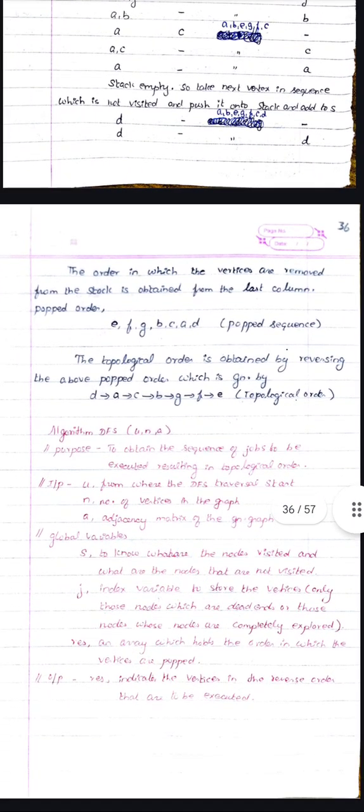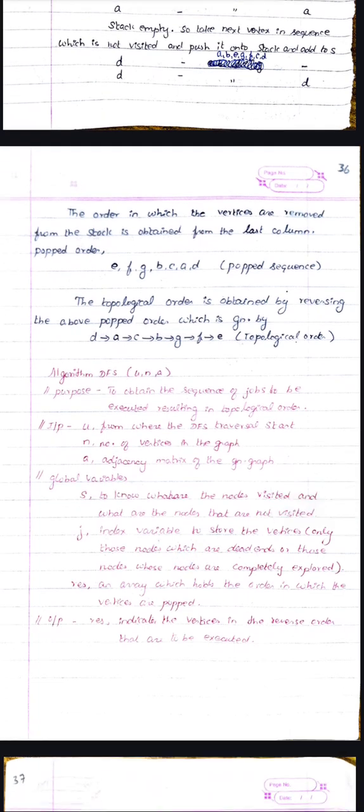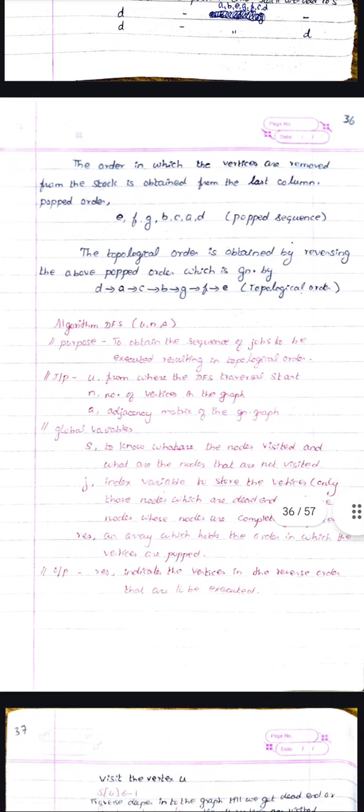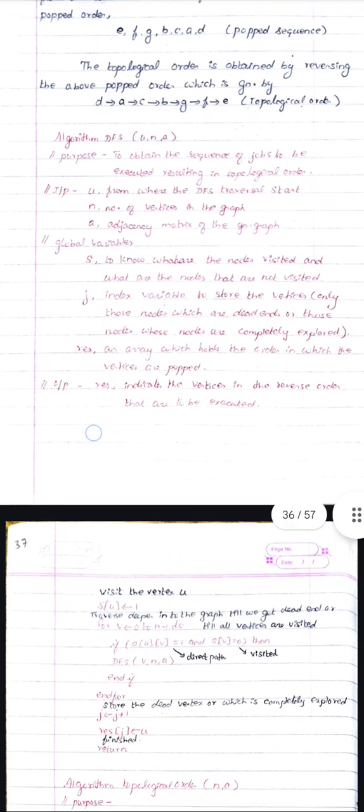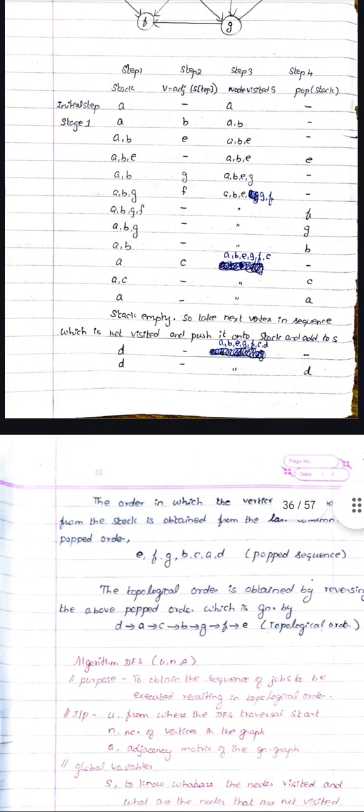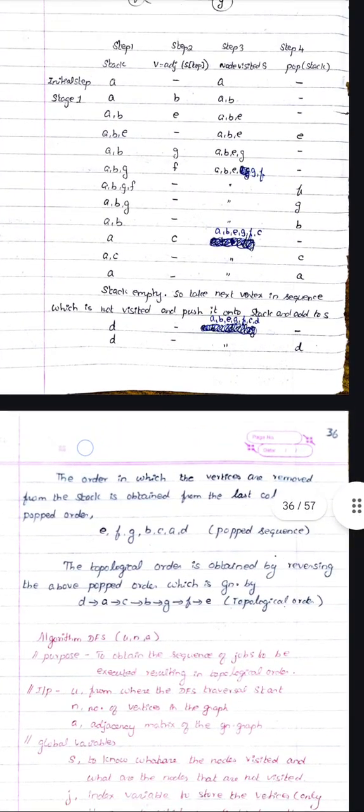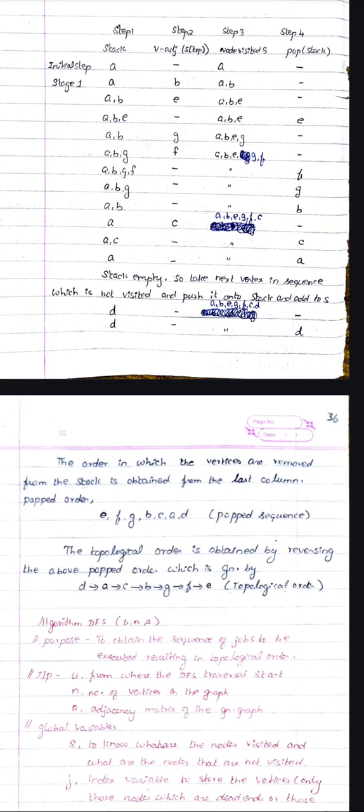The order in which the vertices are removed from the stack is obtained from the last column, the popped order: E, F, G, B, C, A, D. The topological order is obtained by reversing the above popped order, which is given by D, A, C, B, G, F, E.